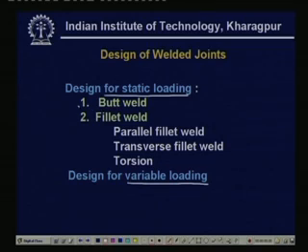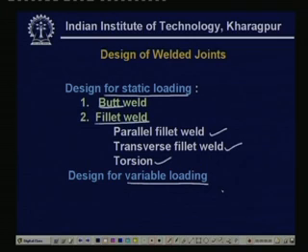For the static loading, we discuss two cases, the butt joint and the fillet joint. Again, the fillet joint may be of two types. One is the parallel fillet weld, the other is the transverse fillet weld. We also discuss how to design a welded joint which carries the torsional load, that is, the torsional stress will be taken by this joint. So this is what will be the subject matter today, the design for static loading and the design for variable loading.